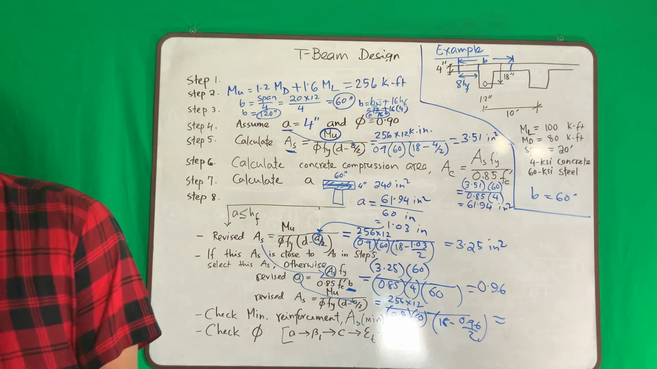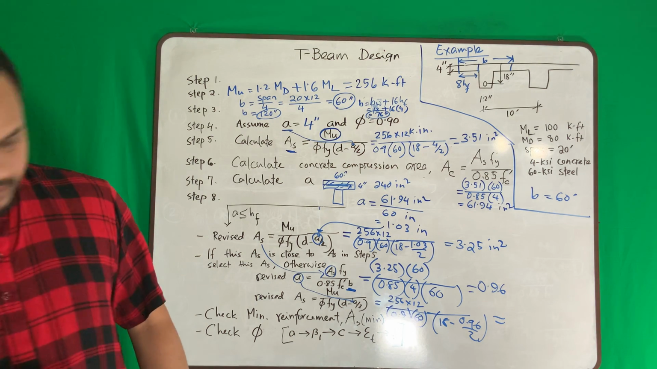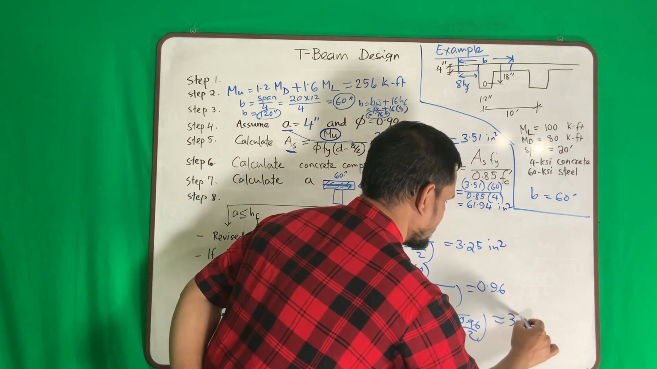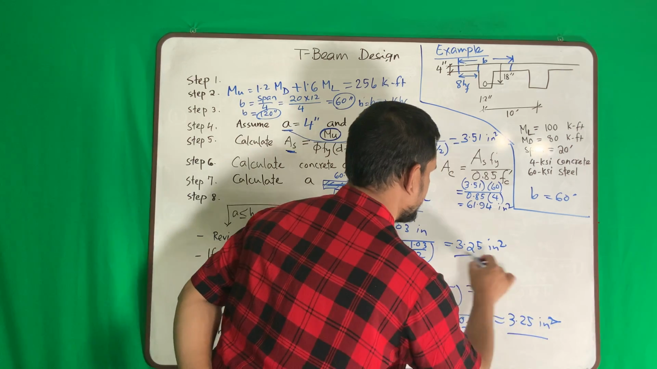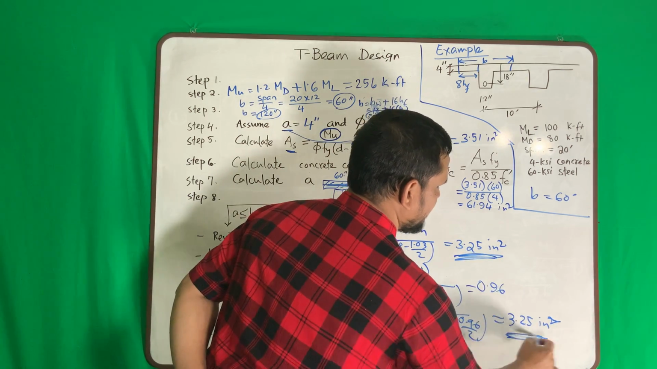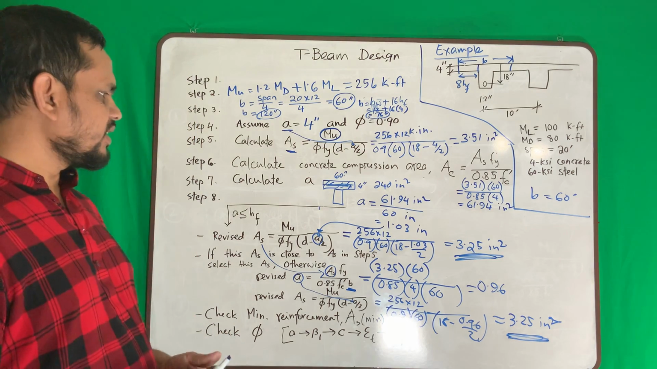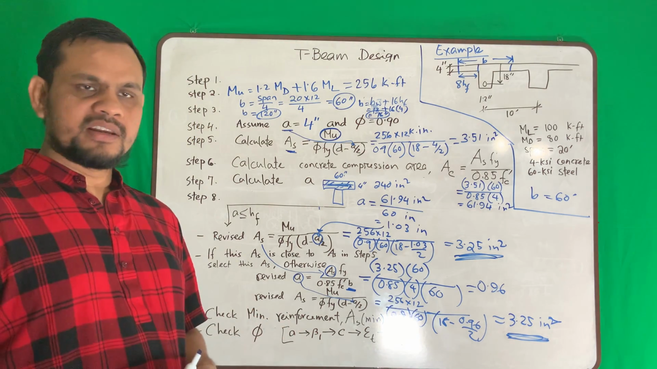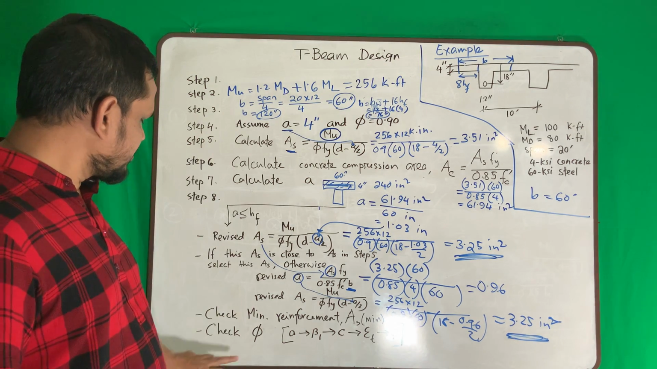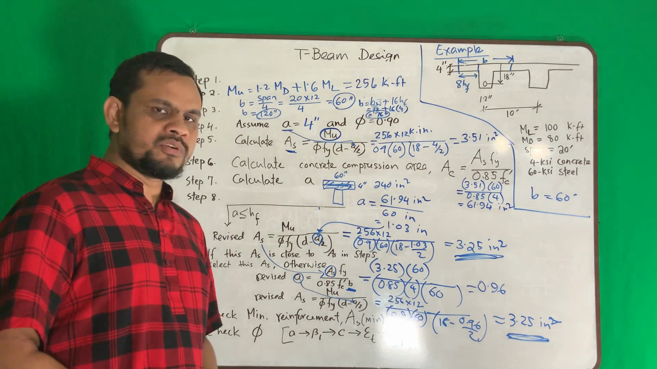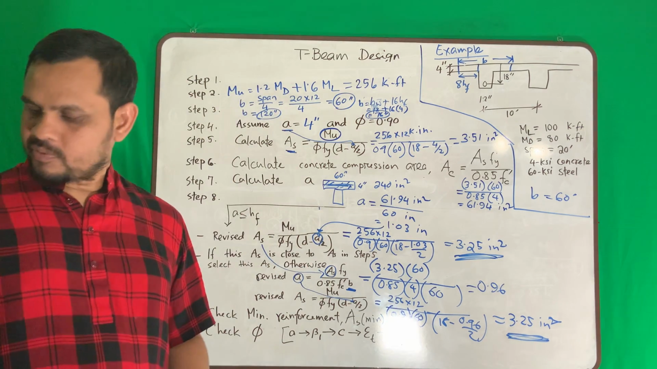And this time we got 3.25. So we got 3.25 here, we got 3.25 here. Oh, very close except the rounding error. So our reinforcement is done. So design is almost done. Just we need to set the minimum reinforcement and phi. We will do that. Before that, make sure that you understood the sequence.